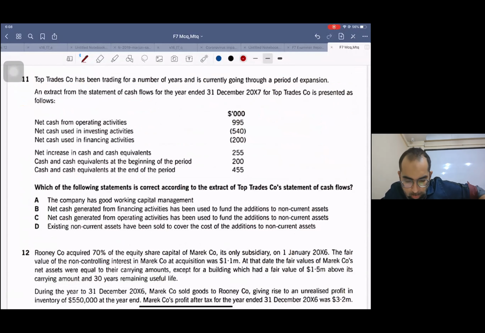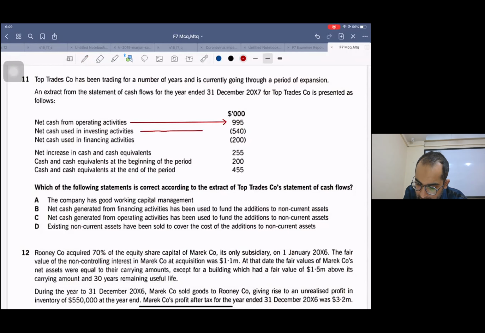Now question number 11 is related to your statement of cash flow. And again, I should say, this is common sense, student. Let's read it. You have three activities: this one is operating activities, this one is investing activities, and this one is finally financing activities.